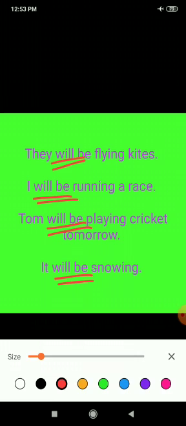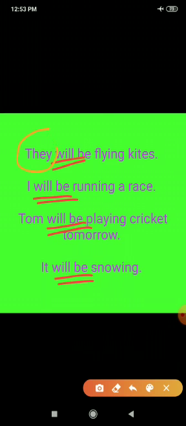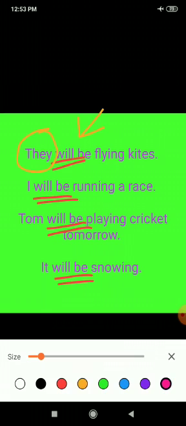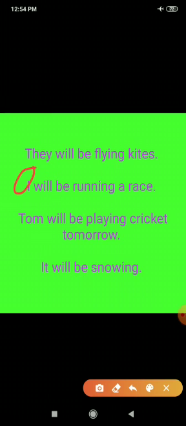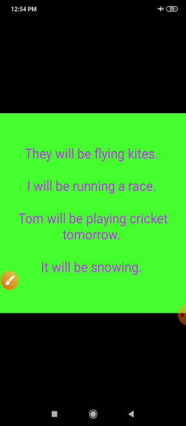In these sentences, we can see the subject plus will be plus root form of the verb, in this case it is fly, plus ending ing. In the second sentence, there is subject I plus will be plus root form of the verb, in this case it is run, plus ending ing. This is how we can recognize future continuous tense.